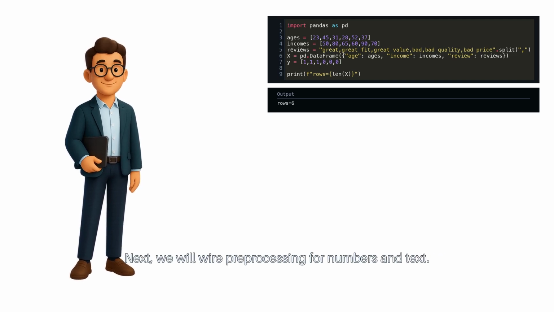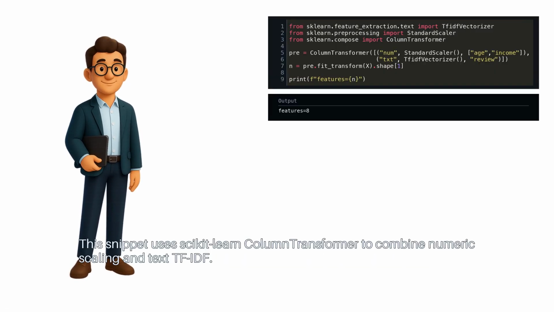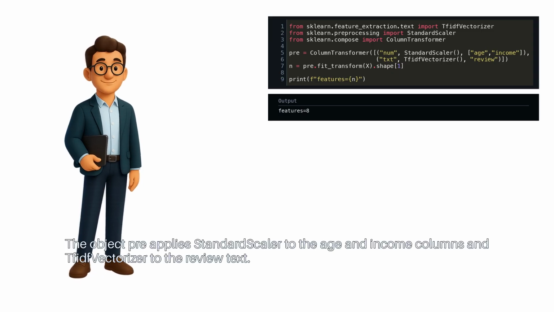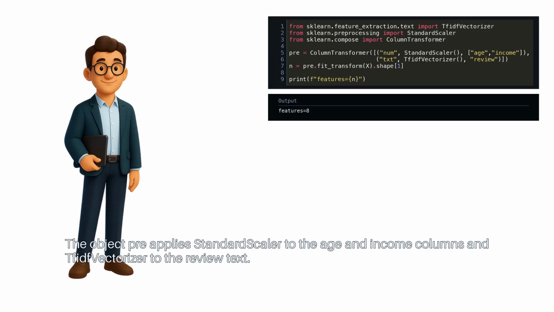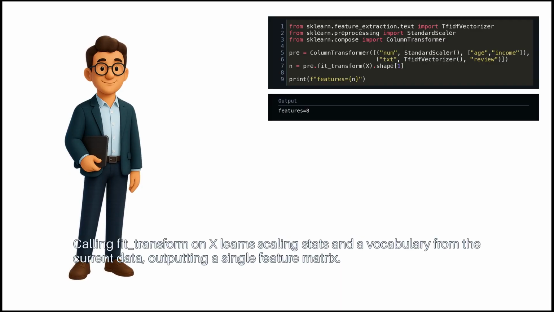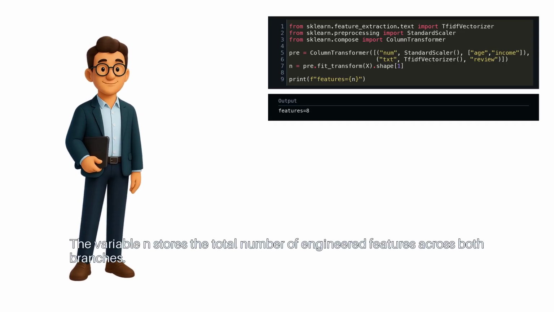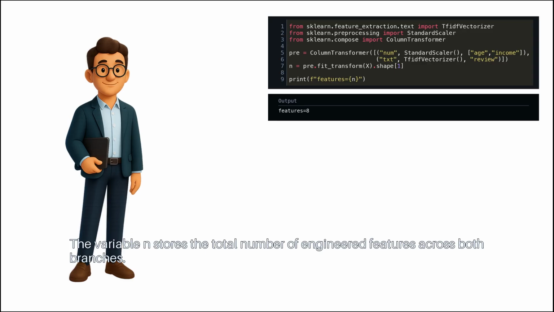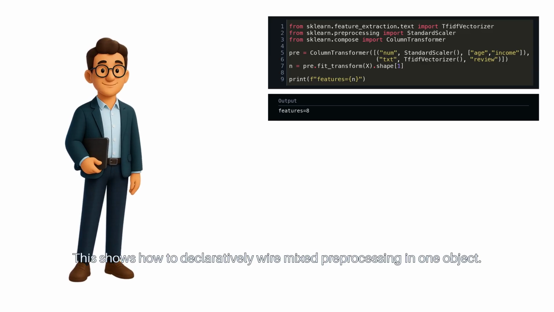Next, we will wire preprocessing for numbers and text. This snippet uses scikit-learn ColumnTransformer to combine numeric scaling and text TF IDF. The object pre applies StandardScaler to the age and income columns, and TfidfVectorizer to the review text. Calling fit_transform on X learns scaling stats and a vocabulary from the current data, outputting a single feature matrix. The variable n stores the total number of engineered features across both branches. This shows how to declaratively wire mixed preprocessing in one object.